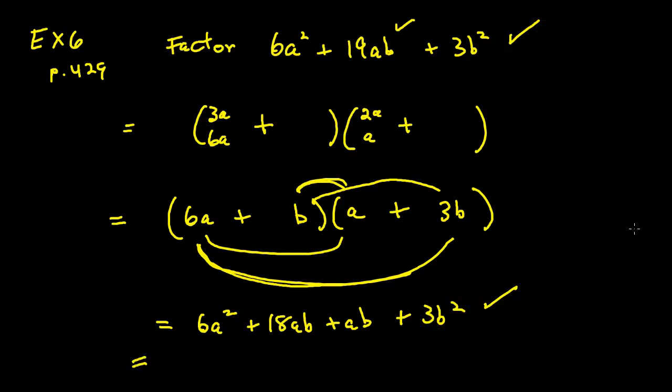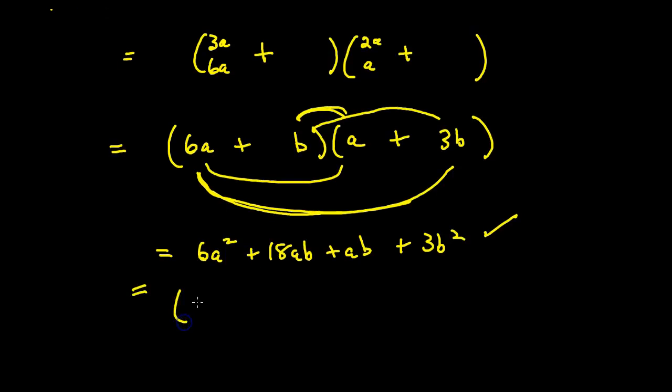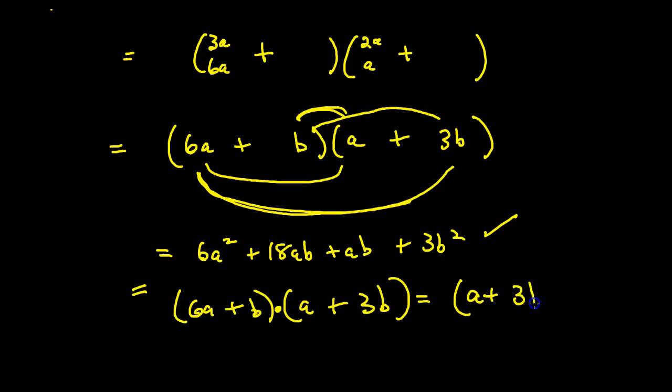Final answer is 6a plus b times a plus 3b. And again, you can't go moving things around within the parentheses, but I could change the order of multiplication here and get a totally wonderful equivalent answer. All right, final answer, 6a plus b times a plus 3b.